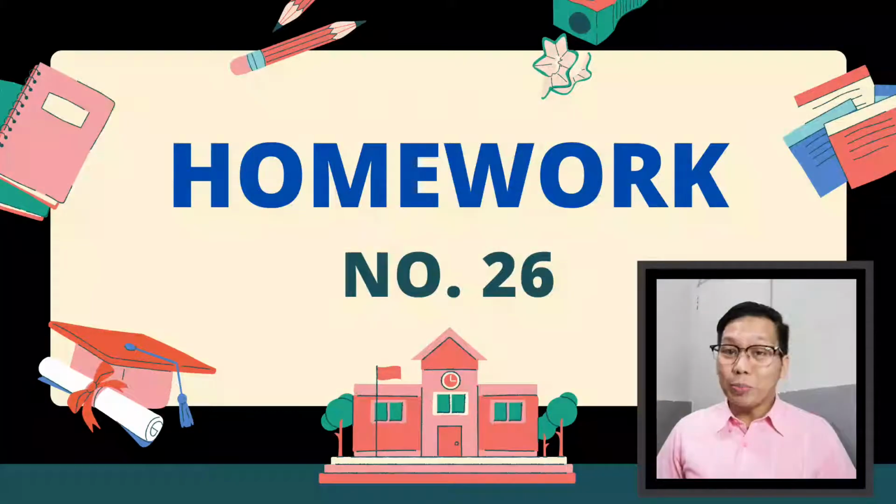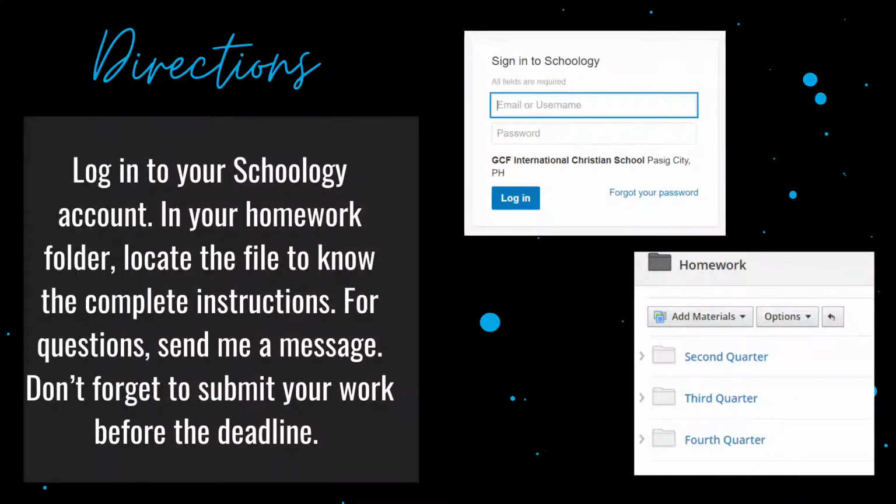Now that you already know what paraphrasing is and how to do it, it's now time for you to put your learning to practice through homework number 26. Directions. Log into your Schoology account. In your homework folder, locate the file to know the complete instructions. Read each item carefully. Paraphrase them according to what is required. Write each answer inside the box. For questions, send me a message. Do not forget to submit your work on or before the deadline.